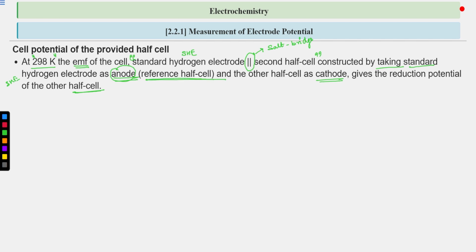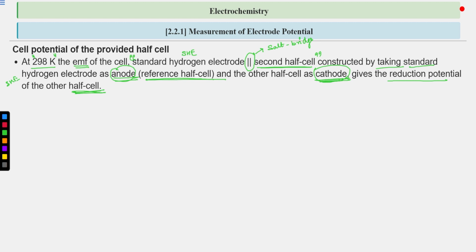Okay, which is our reference half cell. We will always take this SHE as our reference half cell, as anode in the left hand side of the salt bridge, and the other half cell, that is the second half cell, which we are taking as cathode. So for a given cell at this temperature, the EMF of this cell, which we construct by SHE as anode and second half cell as cathode, will give the reduction potential of the other half cell. So if you get the EMF of this cell, it will be the reduction potential of the other half cell. This is what this line is trying to say.